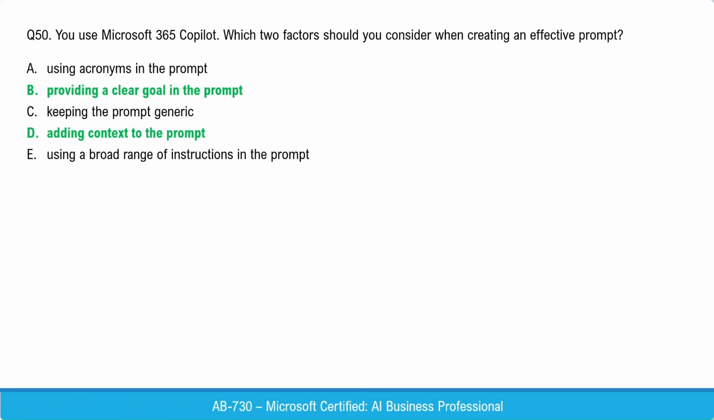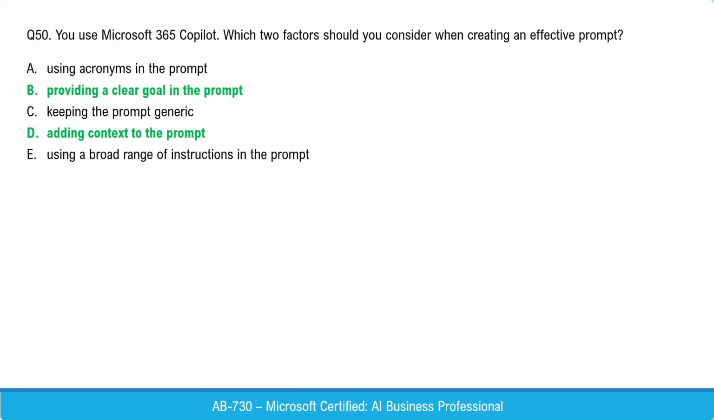Let's understand why. When working with Microsoft 365 Copilot, the quality of your prompt directly impacts the quality of the output. Option B talks about providing a clear goal. This is essential. If Copilot knows exactly what you want, it can generate a much more accurate and useful response. Option D is about adding context. This is equally important. Context helps Copilot understand the background and produce more relevant results.